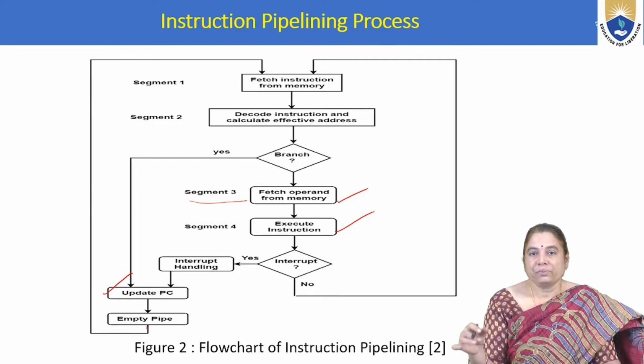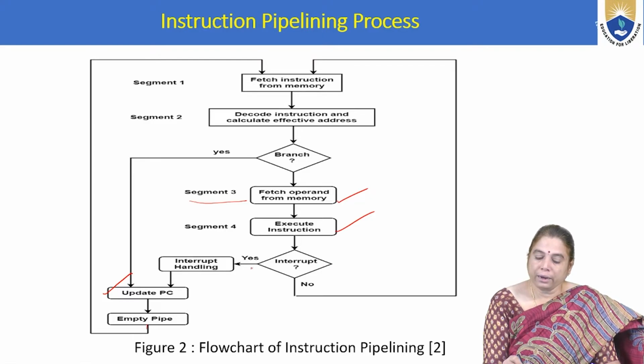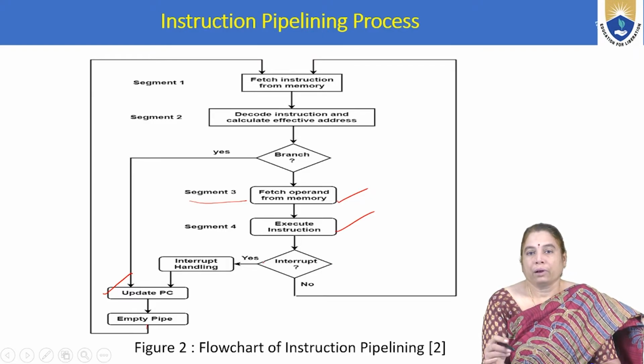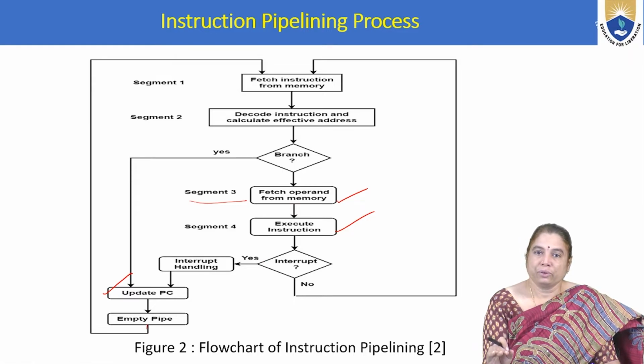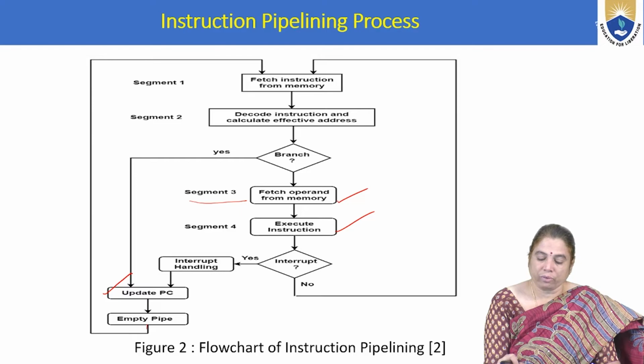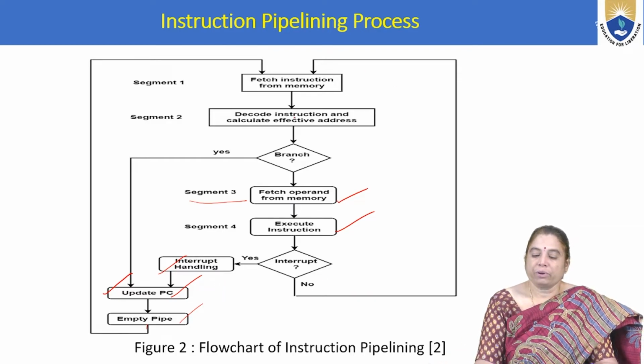At the end of instruction cycle, whether an interrupt arises or not can be checked. If an interrupt occurs, the computer can stop the current program execution temporarily and service the interrupt service routine. Later on it has to resume the main instruction execution. So if an interrupt occurs, then interrupt handling can be performed, update the PC value, empty the pipe. If there is no interrupt, next instruction can be fetched from the memory.